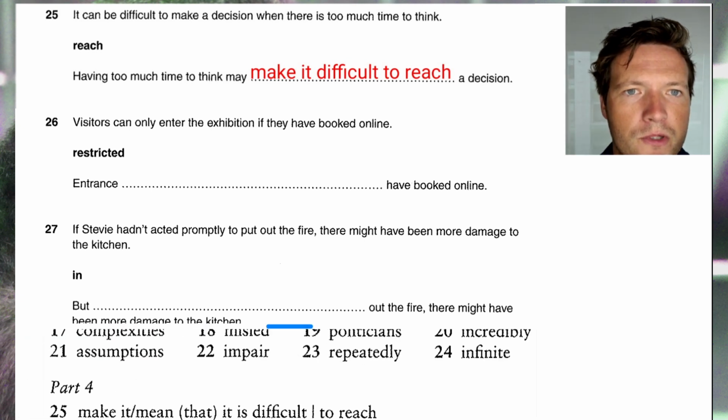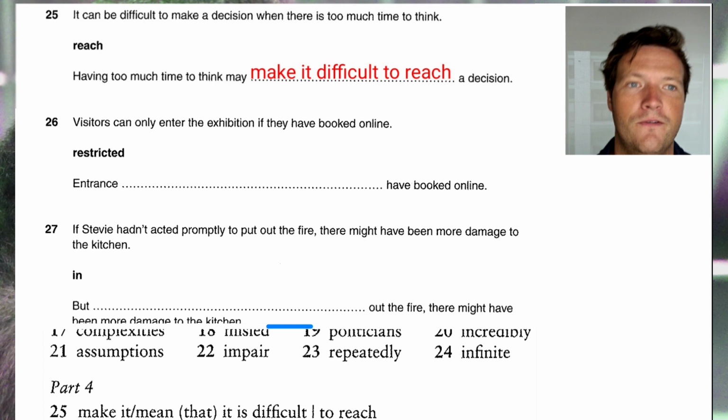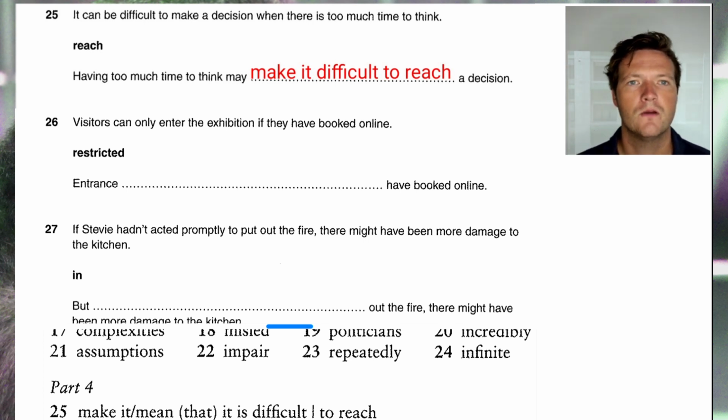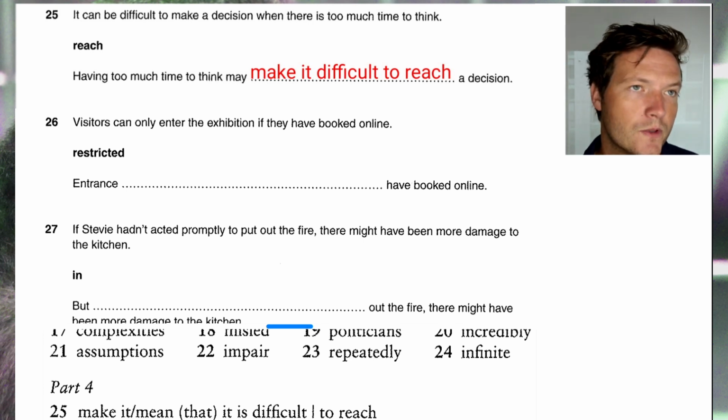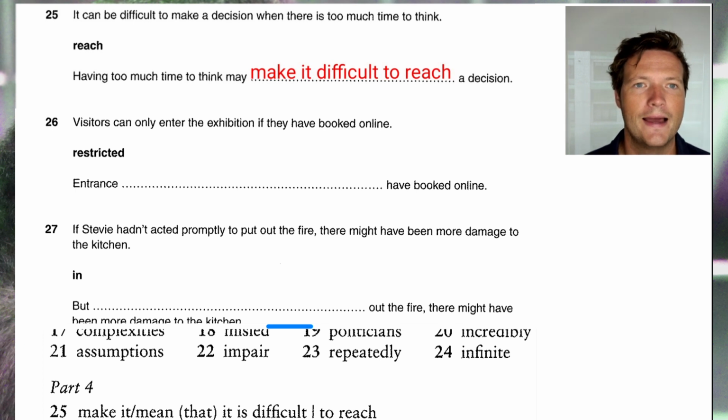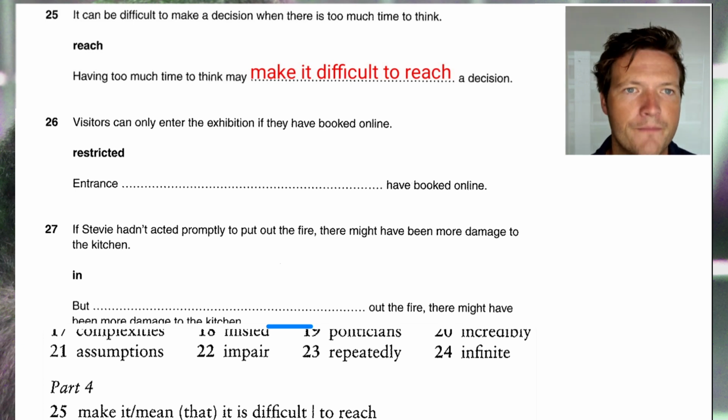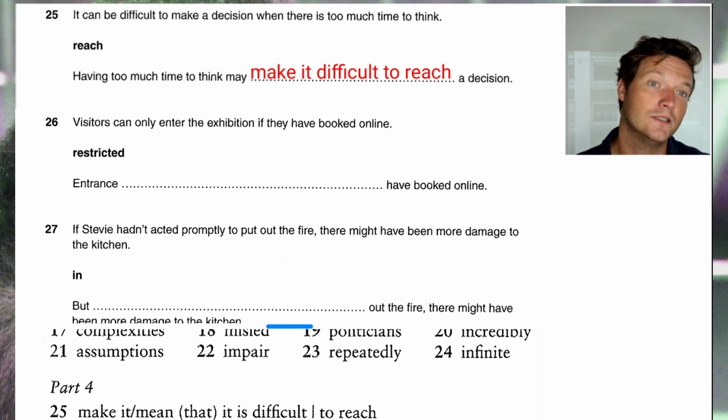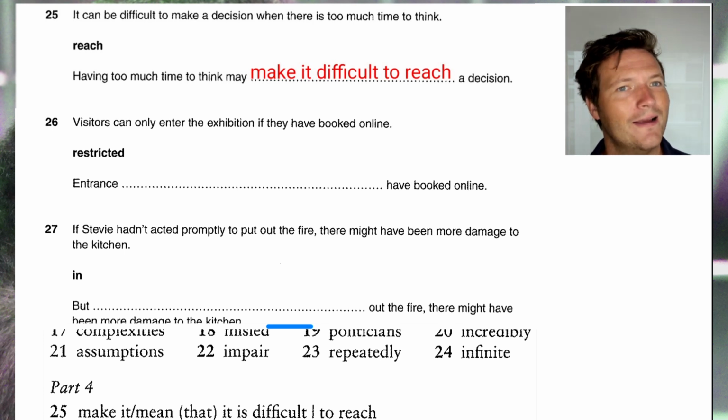So we have part 4, number 25 here at the bottom of the screen. Make it or mean that it is difficult to reach, right? So make it would give me 1 point, and make it difficult rather would give me 1 point, and to reach would give me the 2 points. So I got 2 points there.